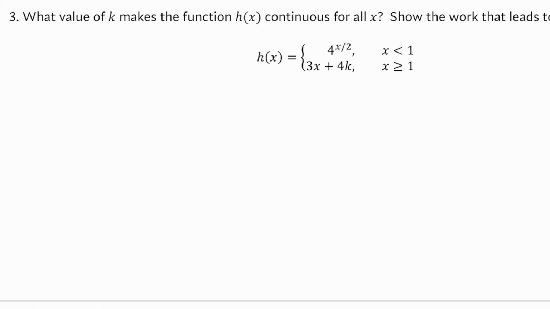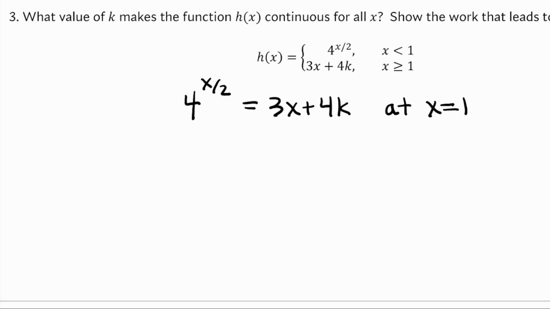But they could also ask us what value of k makes the function continuous for all x. So we could have to solve an equation to make this happen. If this function is going to be continuous at all x, it's going to be continuous at x equals 1, where I could have a potential jump discontinuity. So I'm going to say I need 4 to the x divided by 2 to be equal to 3x plus 4k at the point where x equals 1. So wherever I see x, I'm going to plug in 1, and then I'm going to solve for k, because that'll be the only unknown.